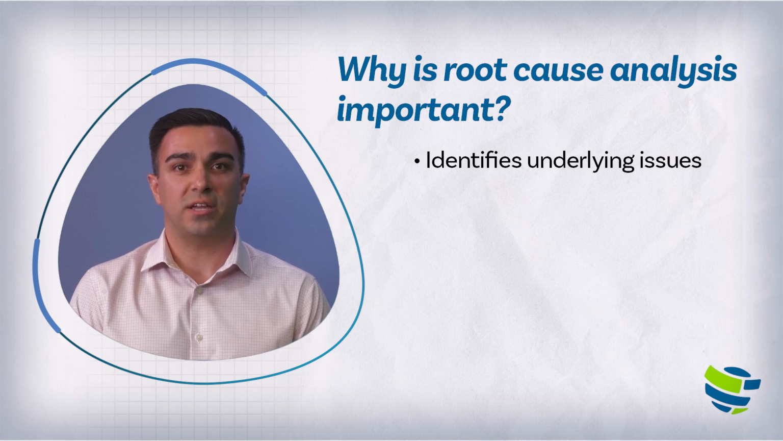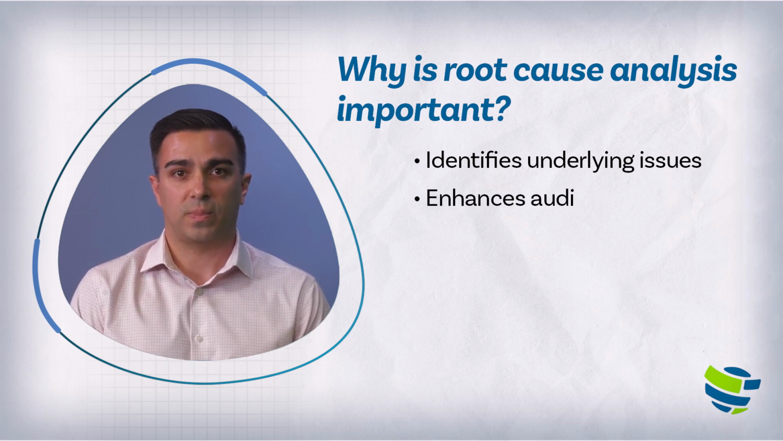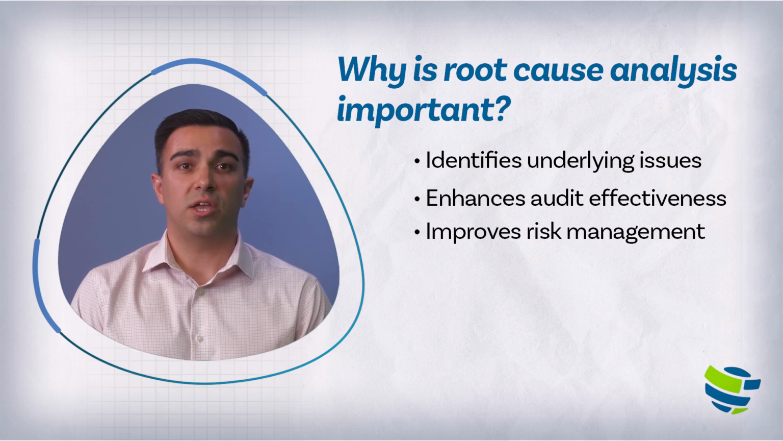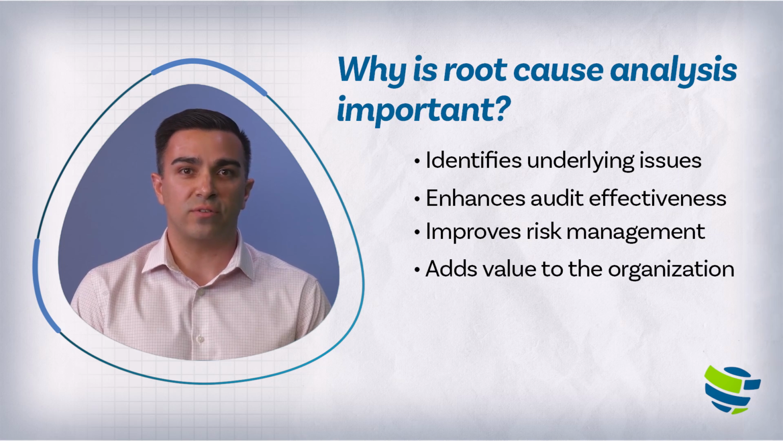It identifies underlying issues. RCAs help auditors go beyond surface-level symptoms to uncover the fundamental causes of problems. This ensures that corrective actions address the root of the issues, preventing recurrence. It enhances audit effectiveness. By understanding the root causes, internal auditors provide stronger, more effective recommendations that lead to lasting improvements. It improves risk management. RCA helps uncover systemic risks that might otherwise go unnoticed, making the organization more resilient and strengthening the overall risk management framework.